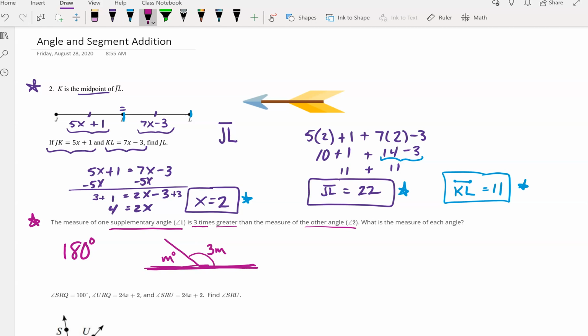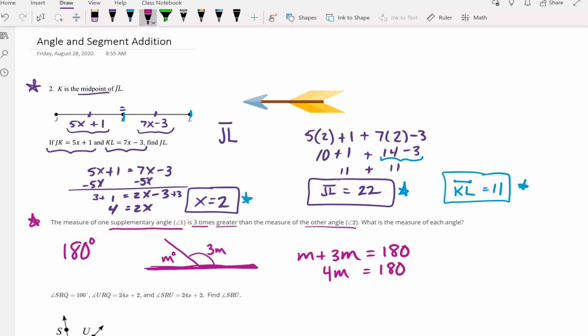Together, these two angles are supplementary. So together, these two angles add up to 180 degrees. So we have m plus 3m is equal to 180. We add those two together, then we are going to get 4m is equal to 180 degrees.